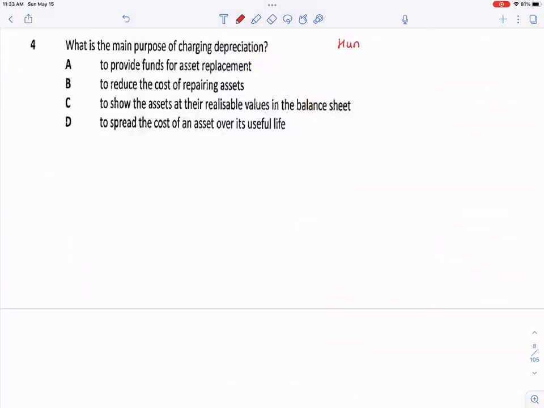What is the main purpose of charging depreciation? To spread the cost of an asset over its useful life.